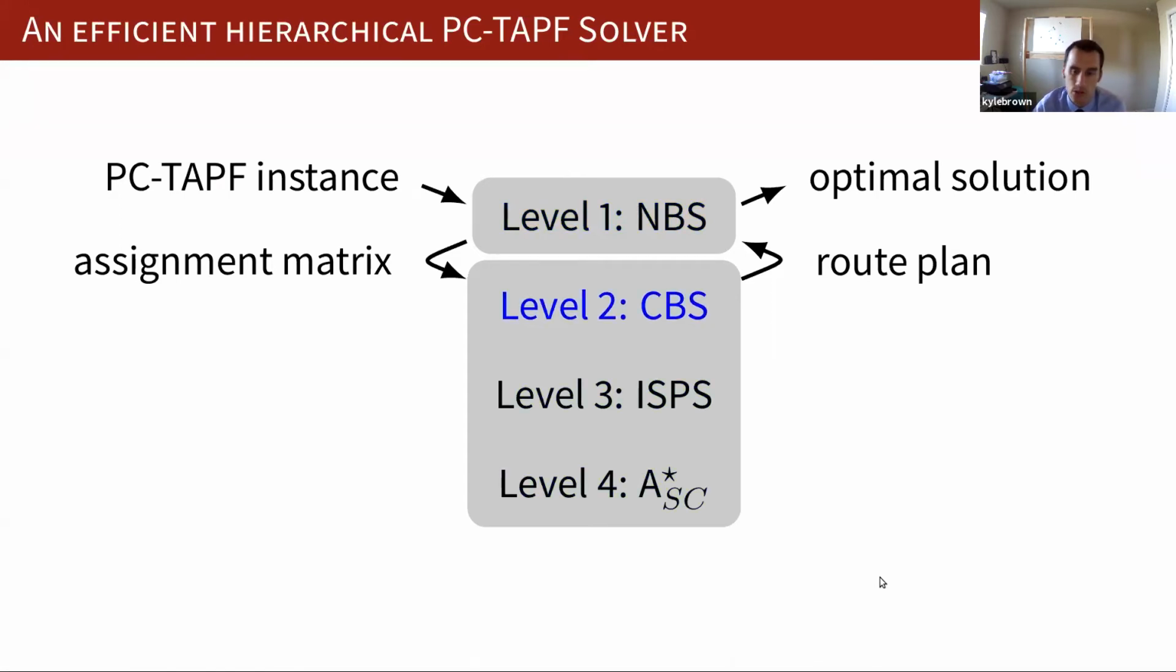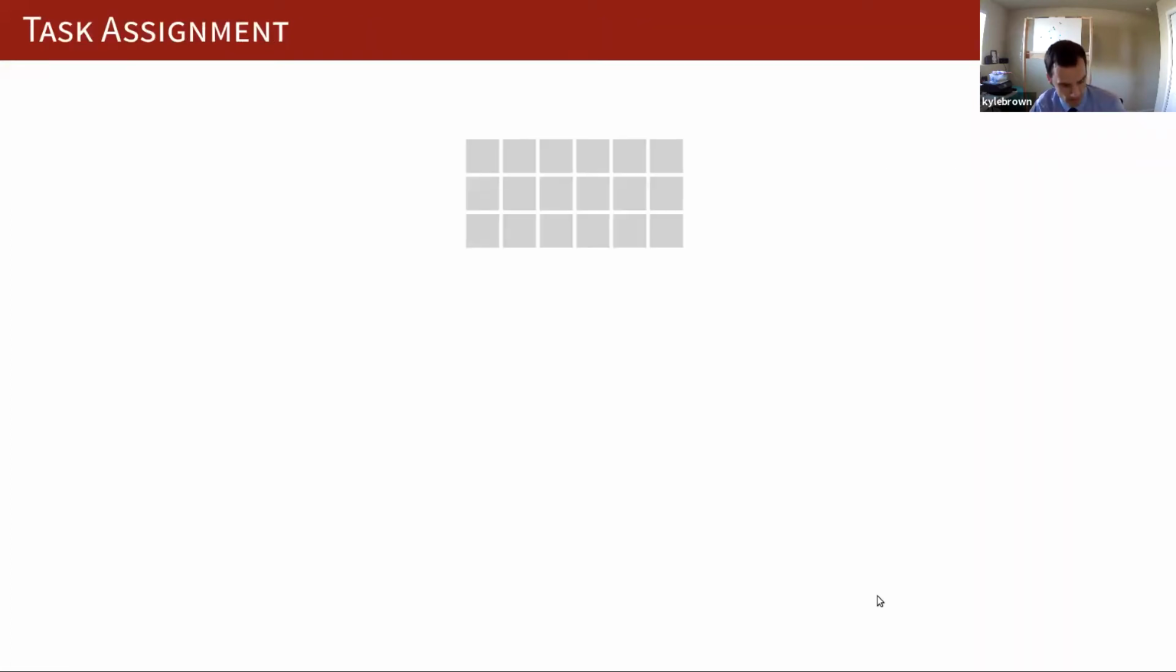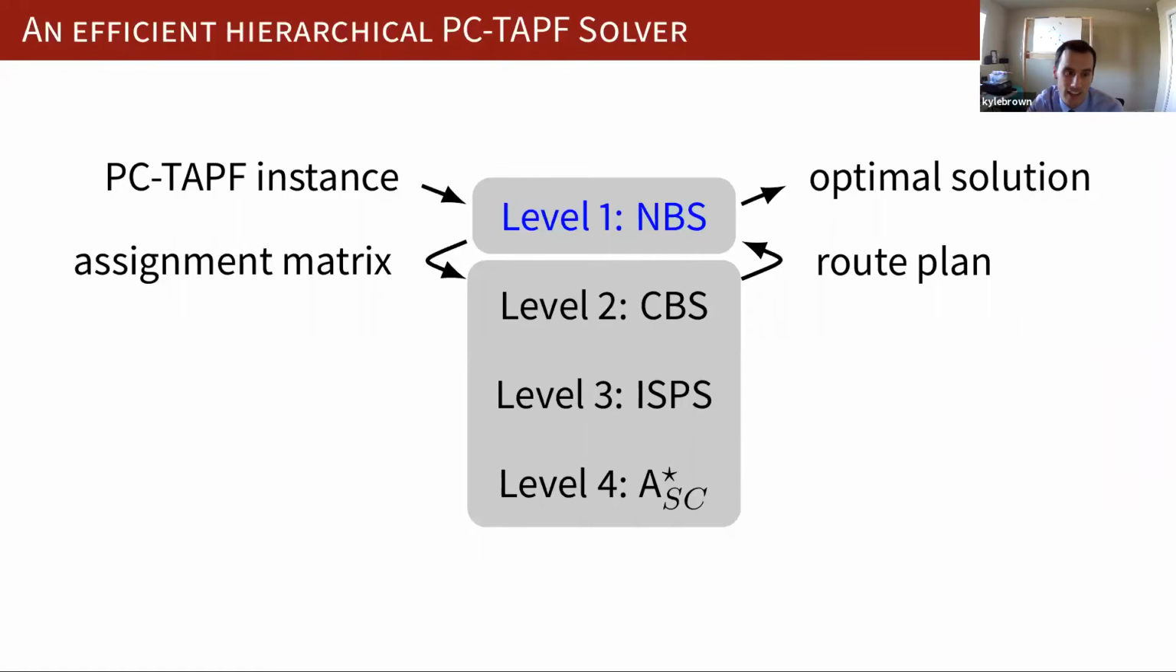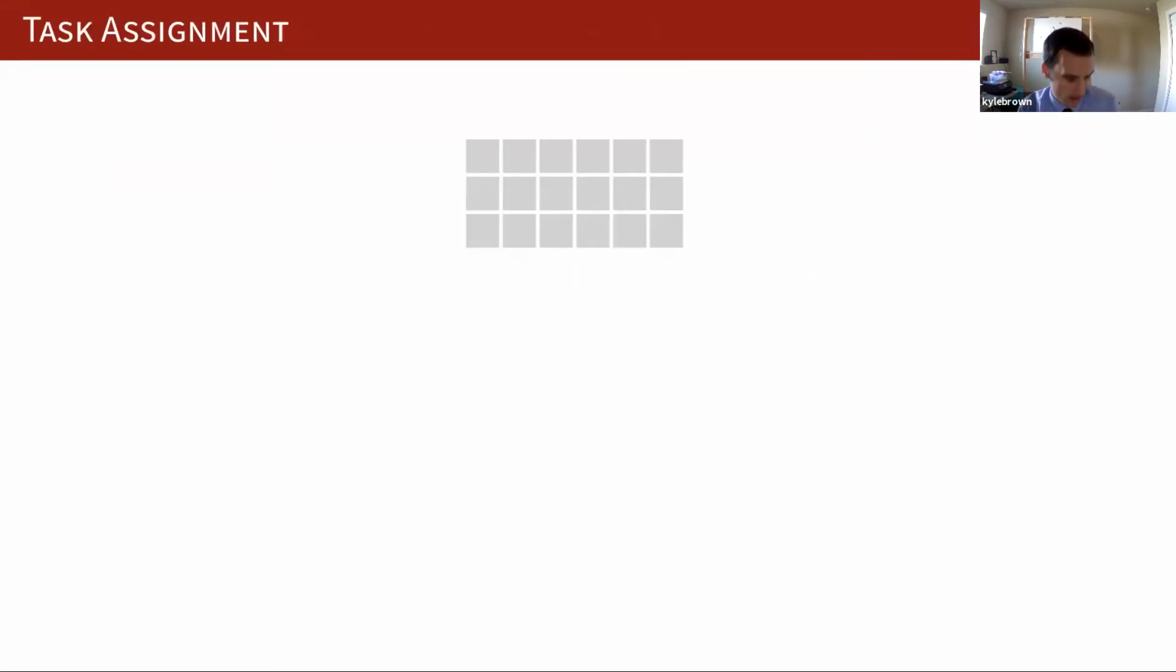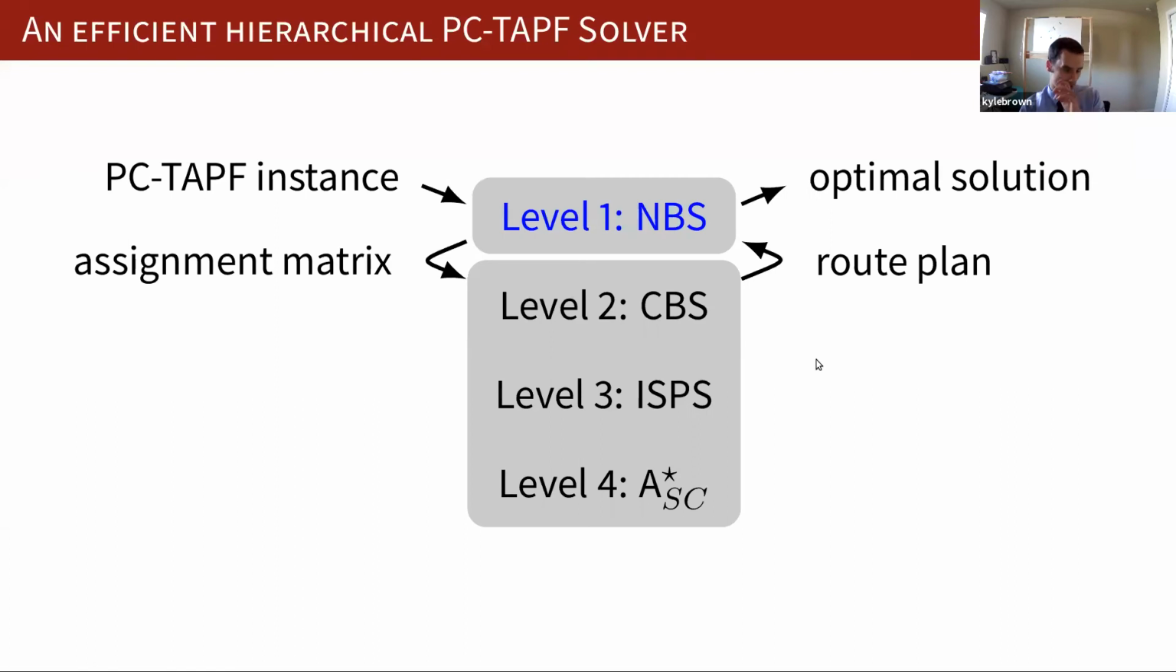Same thing happens. Level 2 comes back to level 1 and says, okay, what do you think? Level 1 says, that's great. I've been keeping track of the best route plan you've given me so far. And the next assignment that I was going to try couldn't possibly be completed quicker than the best route plan you've given me so far. So we're going to go with that. We've got an optimal solution. Awesome. So that's how the algorithm works at a high level.